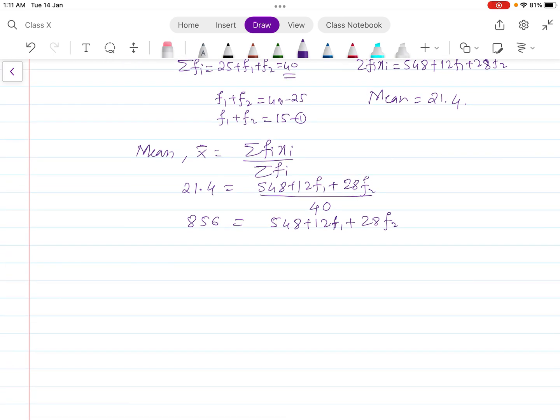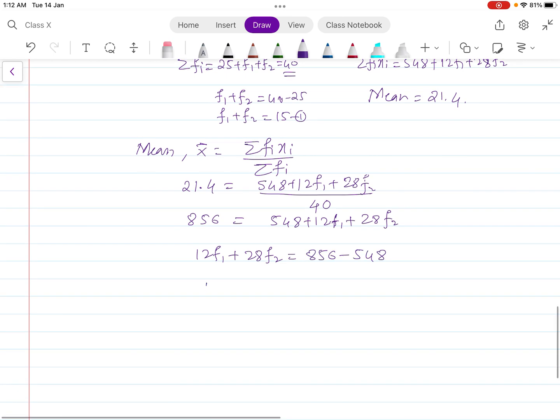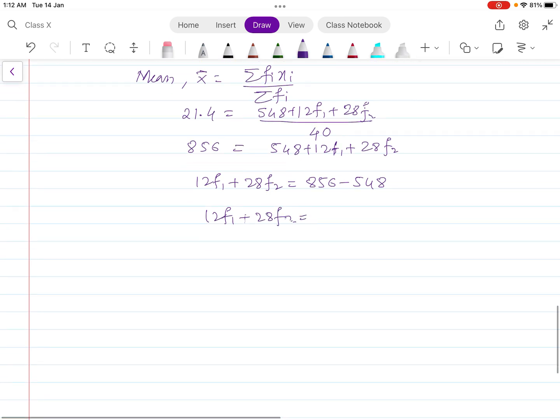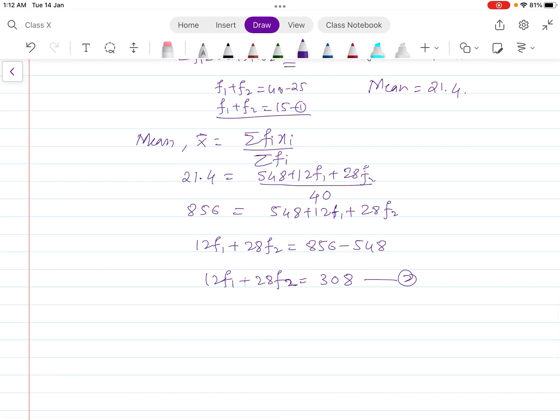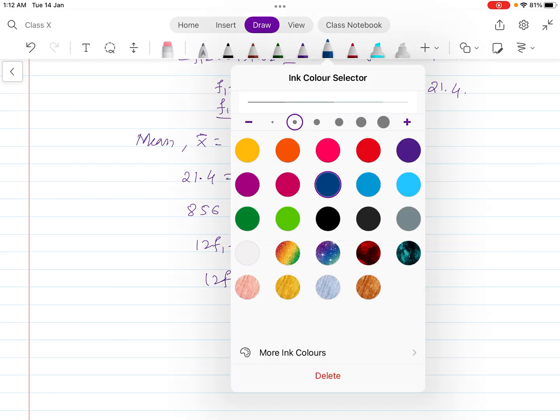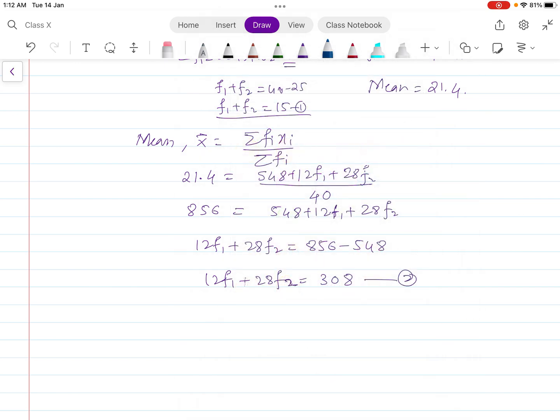Now keeping 12 f1 and 28 f2 on one side and taking 548 to the other side, we get 12 f1 plus 28 f2 equals 856 minus 548. Subtraction of both gives us 308. So this becomes our second equation. We had the first equation here and this is the second. These are two simultaneous equations, so we need to do substitution to get the required answer.